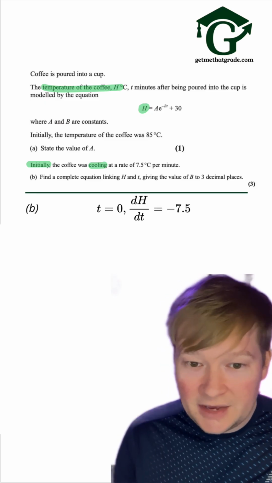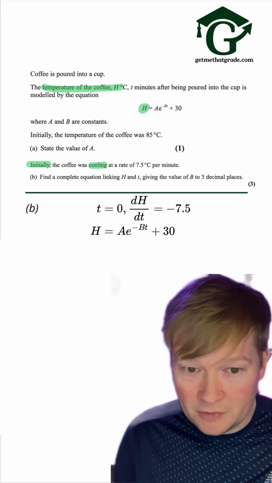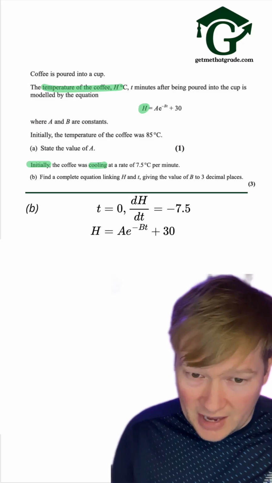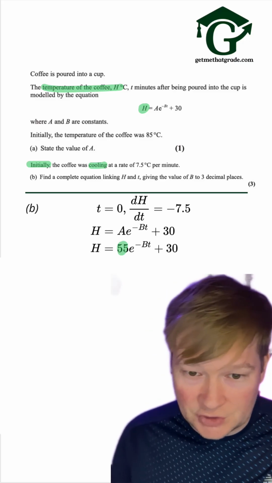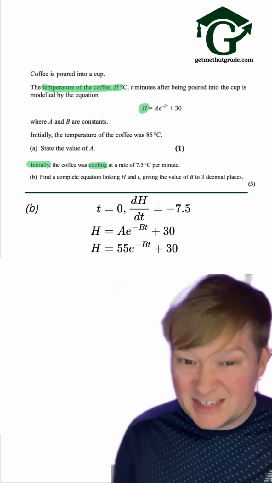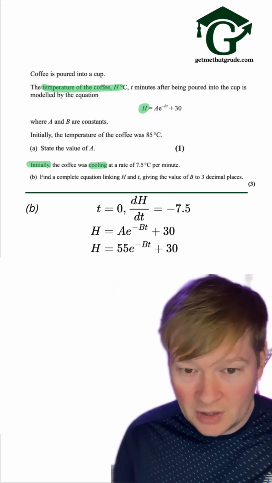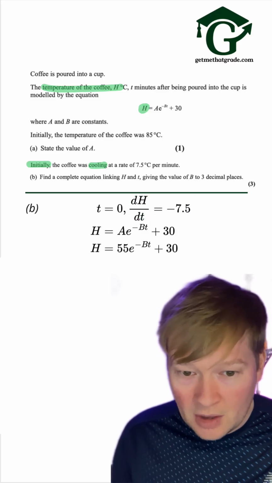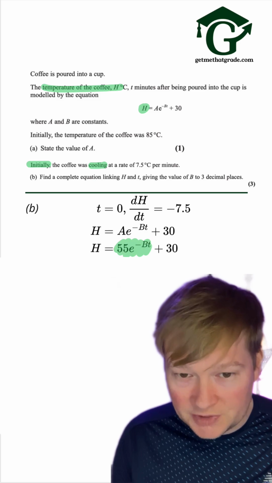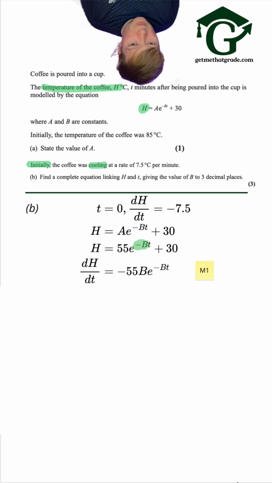So let's take the equation that we were given in the question. We can note that A was 55. We can put that in straight away. And we need to differentiate it because we want to make use of this information. So how do we do that? How do we differentiate this exponential term? We take the power, we differentiate the power, and that comes to the front. So we end up with minus B at the front with the 55. Then we simply copy and paste this afterwards.